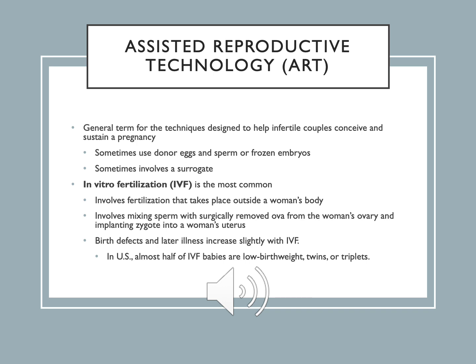There are some complications that can happen with this. We may see increased birth defects and later illnesses. We also see that almost half of babies created through IVF have low birth weight. And there are more instances of twins or triplets, which we'll talk about twins on the next slide.